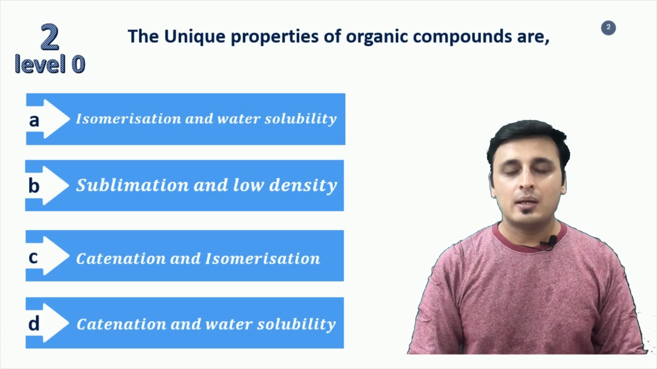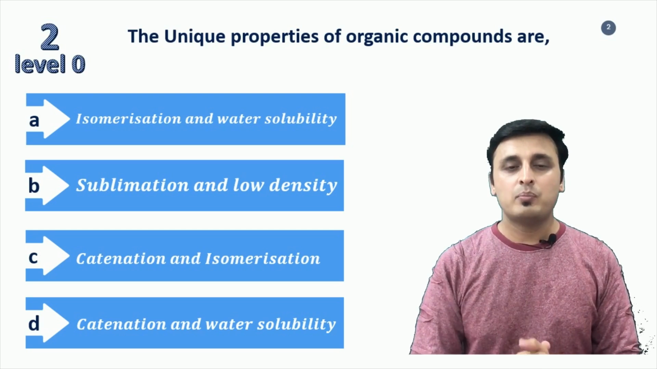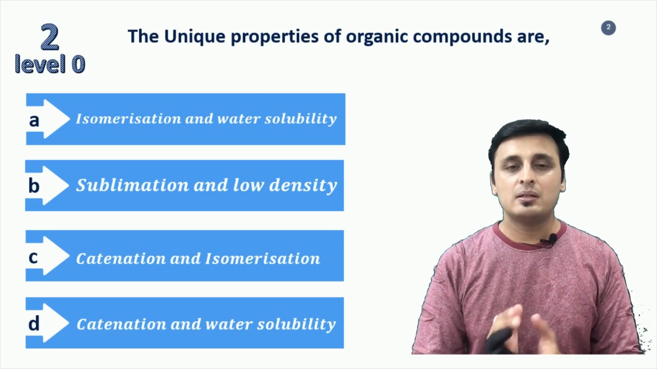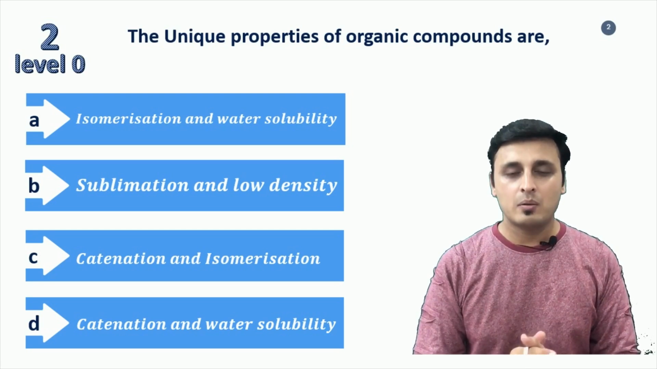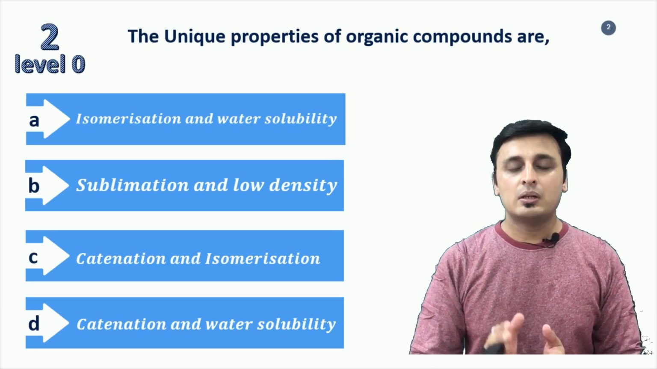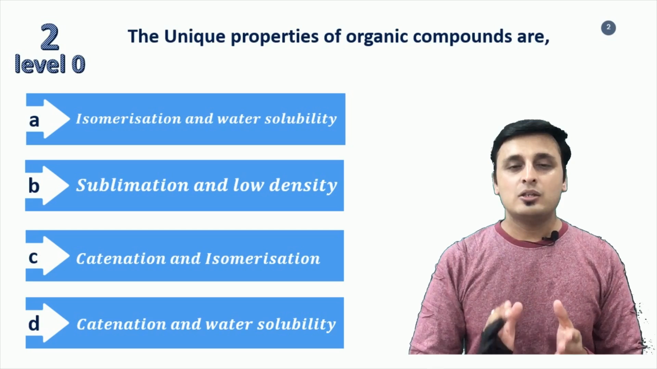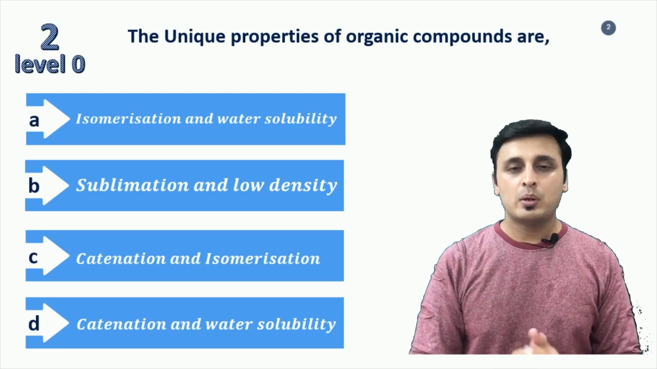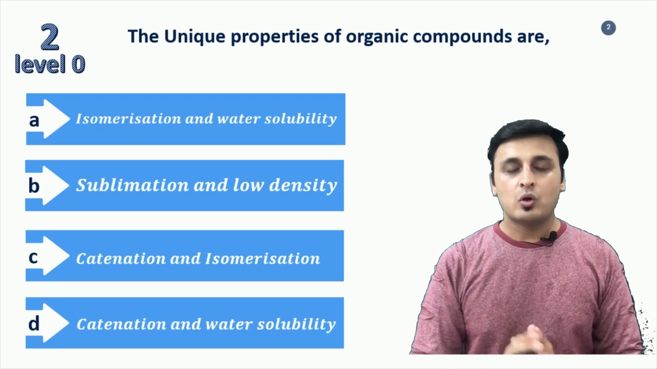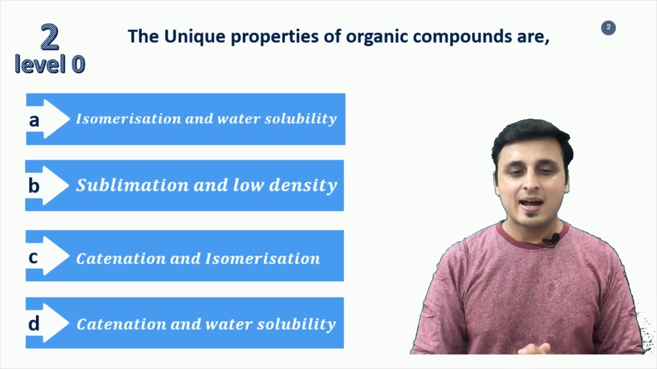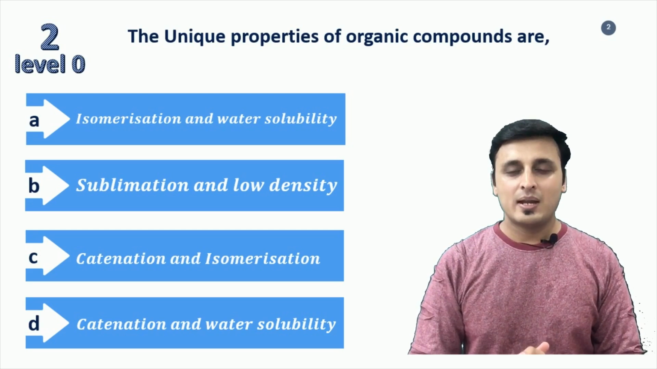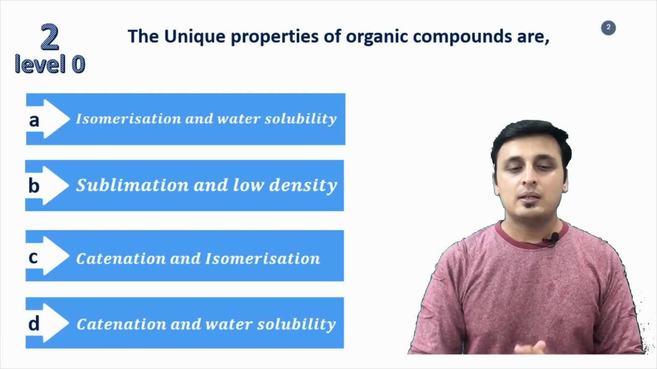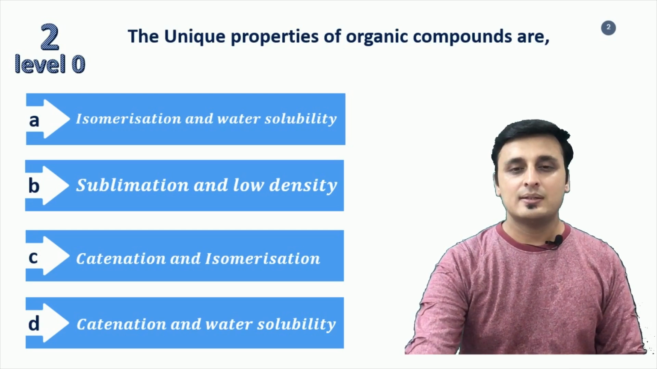When we talk about catenation, definitely catenation is a property where an element present in the organic compound, for example carbon, can join with other carbon to form a long chain, and it is a unique property of carbon and some other elements in the group. Therefore, the two unique properties of organic compounds are catenation and isomerization. So the correct answer for this question is option C, that is catenation and isomerization.